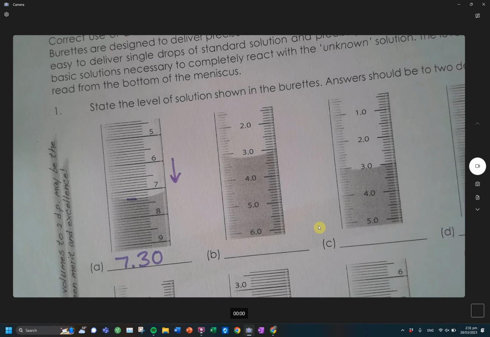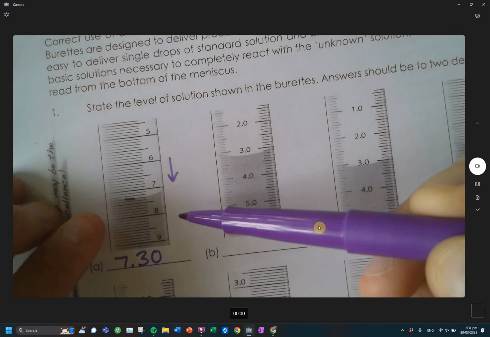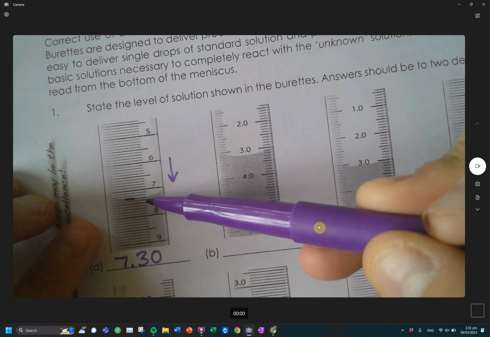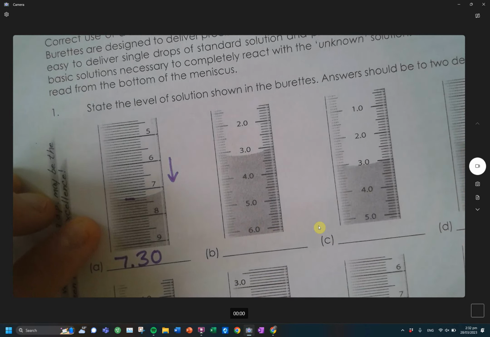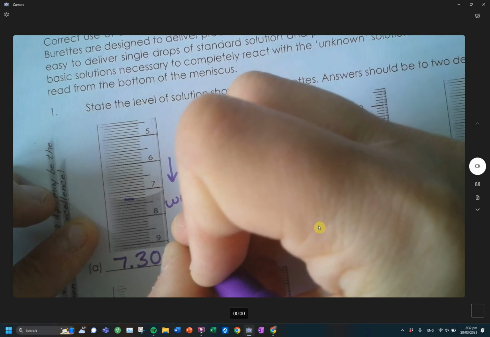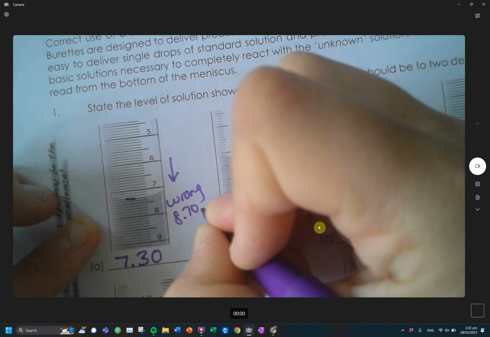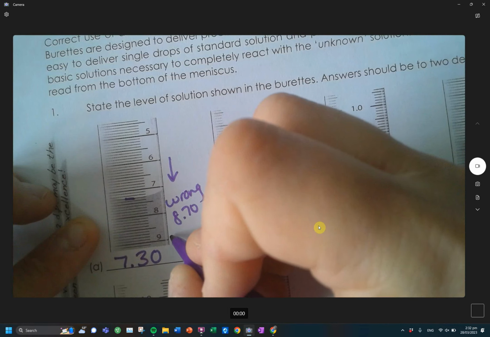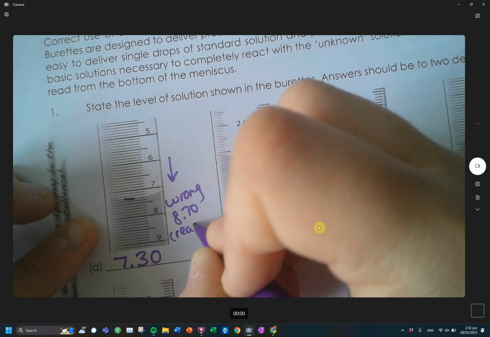Remember, like I said, you're reading from the top down. Don't read from the bottom up. So if you were looking at a measuring cylinder, you might go, oh, that's 8.567. You can go 8.7, and that's not right. Do you want me to write that down as the wrong answer, just so you know? Okay. So wrong would be 8.70, because that's reading from the bottom.